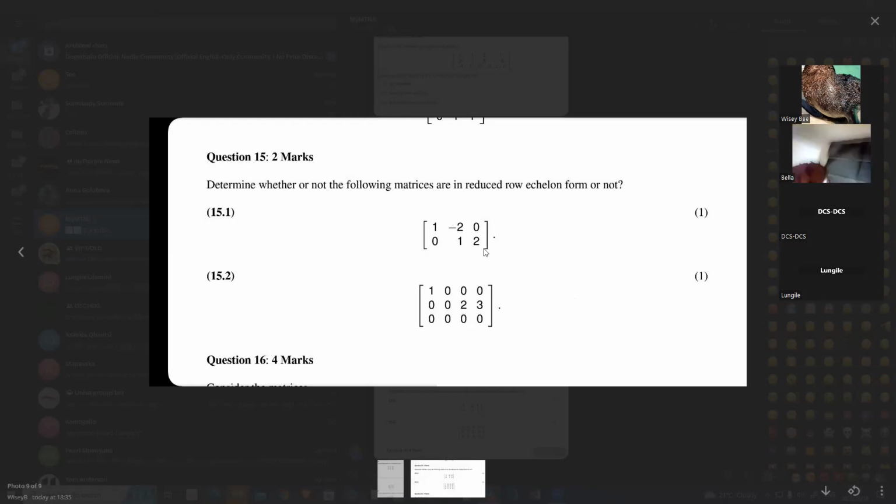Ladies and gentlemen, we are done, and we shall continue at the same time, 5, on Monday. We will be doing determinants and exam question papers if we have time.